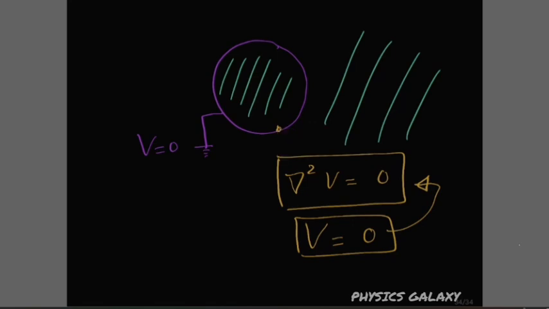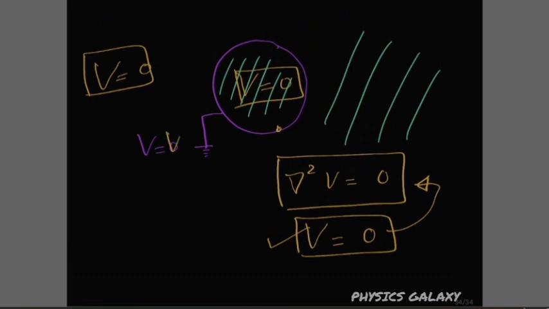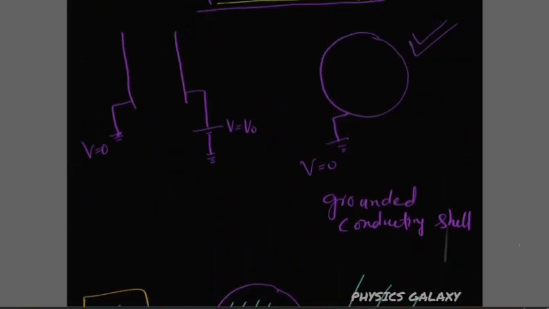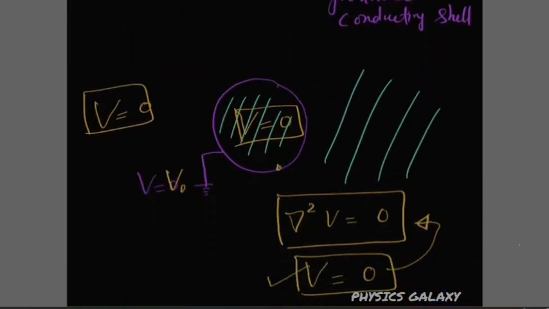So if this solves Poisson's equation and also satisfies the boundary condition, then it is the only solution possible. That means V inside the shell is 0 and V outside the spherical shell is also 0. Using the uniqueness theorem we just found the solution; we don't have to solve for the potential. Similarly you can find the solution for some other V naught. The only thing we have to remember is that the Dirichlet boundary condition guarantees a unique solution. You don't have to find any other solution.